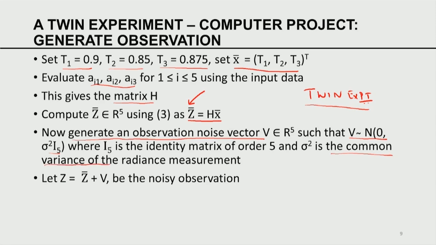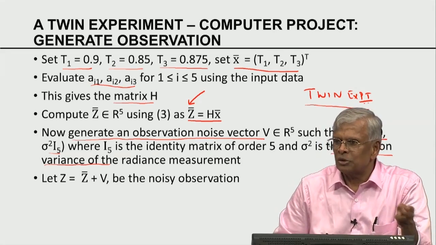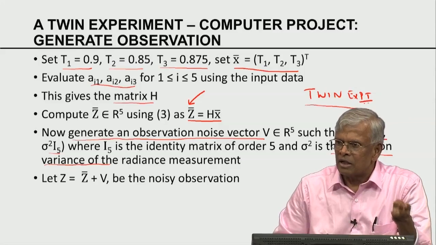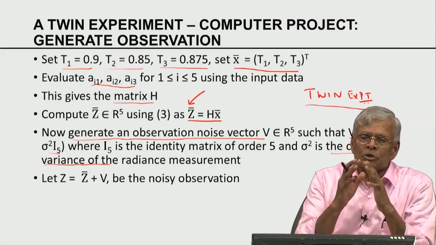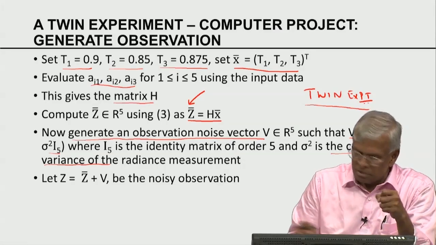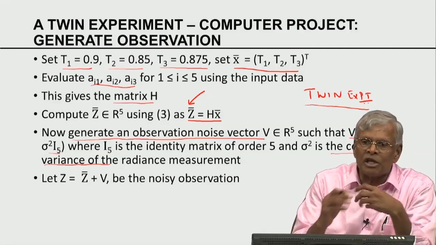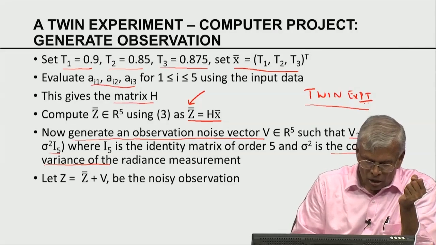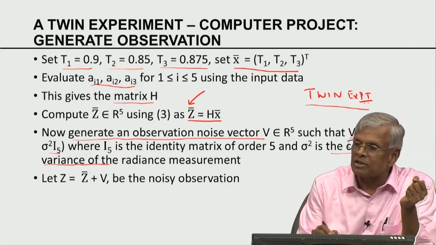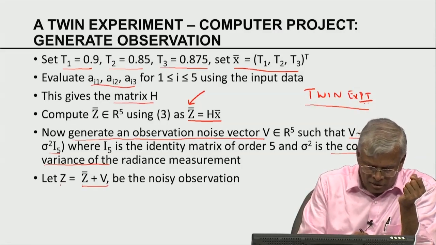For example, if you buy a voltmeter from a shop, the voltmeter specification will tell you it can measure from 0 to 200 with an accuracy of plus or minus 5%. So that gives you the standard error in the measurements. By talking to people who design these instruments and satellites, one can very easily compute the variance. So sigma square is the common variance of the instrument that measures the radiance. So Z bar I have actually calculated synthetically, V is the noise. So I would like to add V to Z bar to get Z.